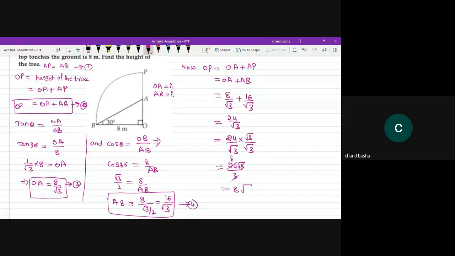Hope you can understand this question. It is not so easy, guys. You have to imagine the question in your mind and try to draw an approximate figure. Then only you can understand.